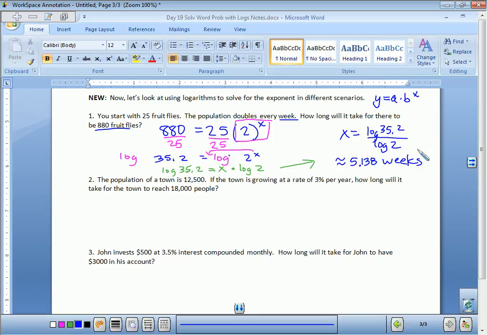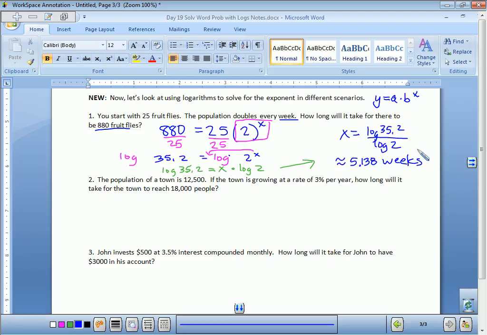Okay, when we're reading this question, it says how long will it take? The question did not define our unit, so when we write our answer, we should define our unit. So it was originally given to us in weeks, so this is weeks. If this were a word problem, you could say during the 5th week, because 5.138 would happen during the 5th week. Any questions?